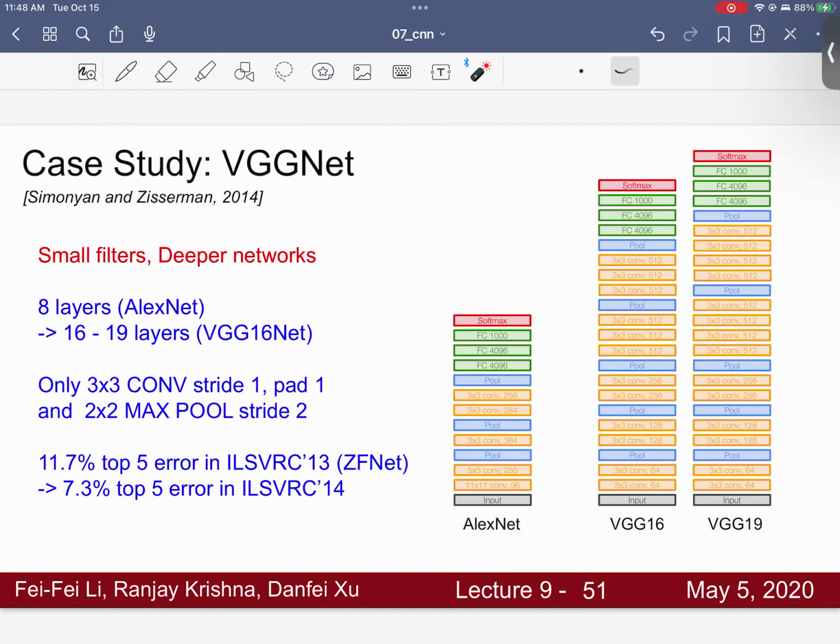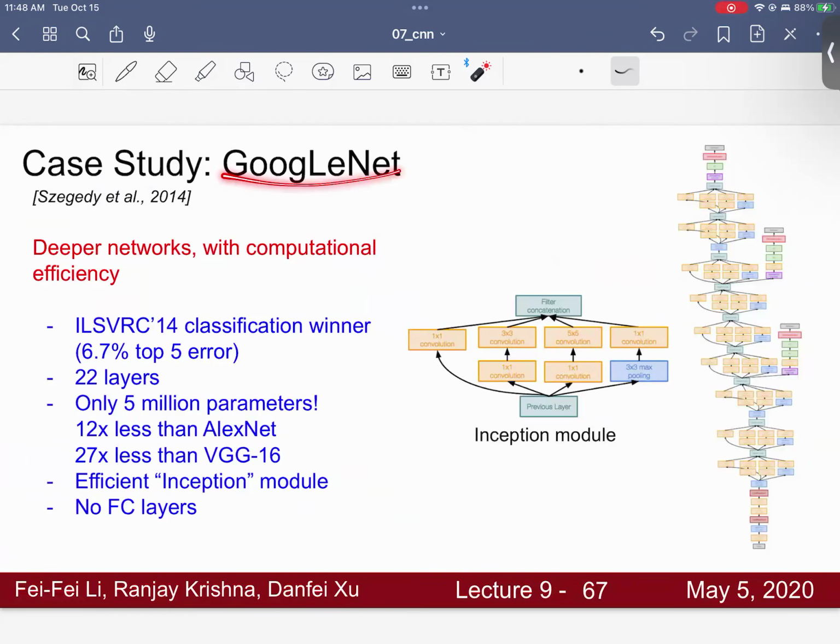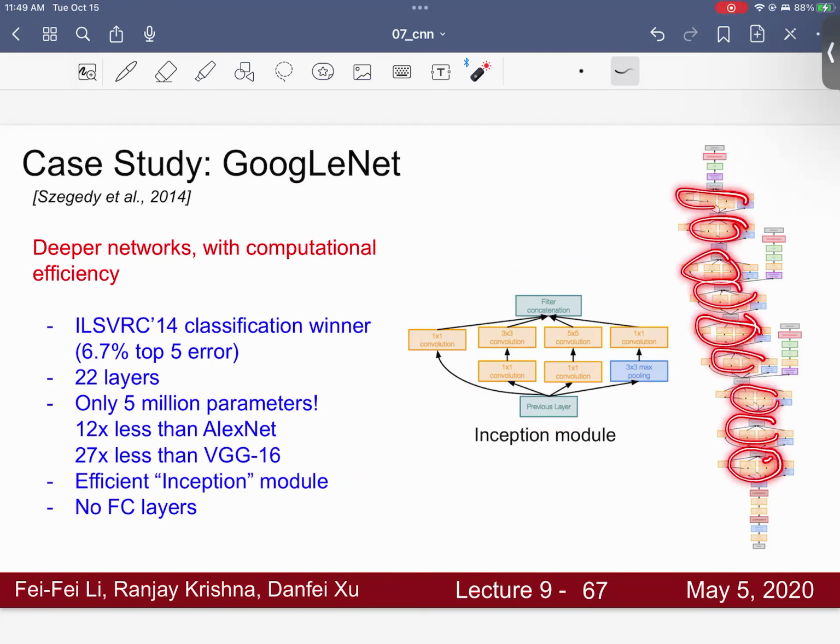So this embraces that idea. And then after that came GoogLeNet, or InceptionNet. The reason that it's called InceptionNet is because it's using something called the Inception module repeatedly. There's the Inception module here, here, here, here, here. So it's kind of like reusing the same module multiple times.